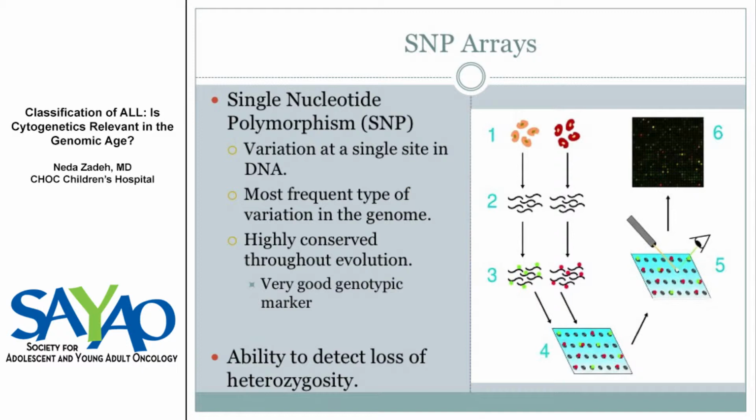But this is essentially a molecular DNA-based test that utilizes a specific probe, either oligonucleotide or SNP, and SNP stands for single nucleotide polymorphism. SNPs are variations at a single site in DNA and are the most frequent type of variation in our genomes, which makes it a very good genomic marker. This technology also allows us to detect loss of heterozygosity compared to our oligonucleotide array platforms. Some regions where we may see loss of heterozygosity on SNP could indicate an underlying homozygous set of mutations in that area. So it's a very helpful technology.